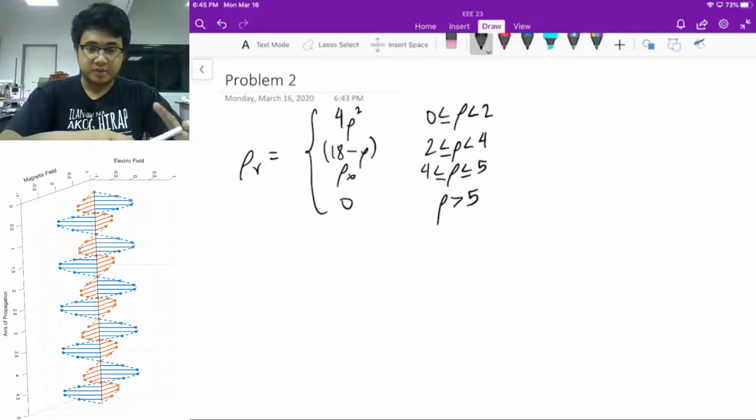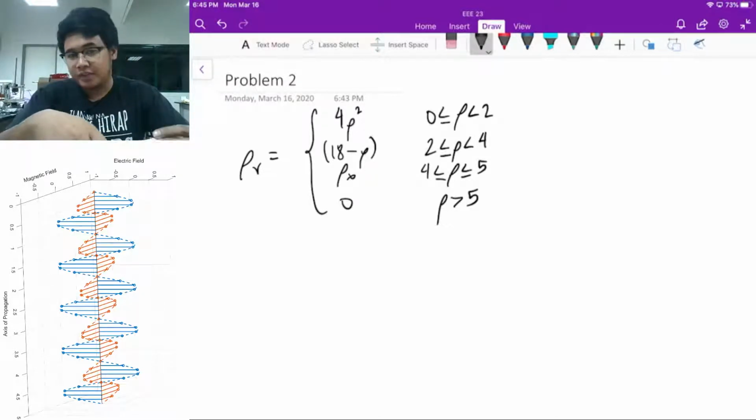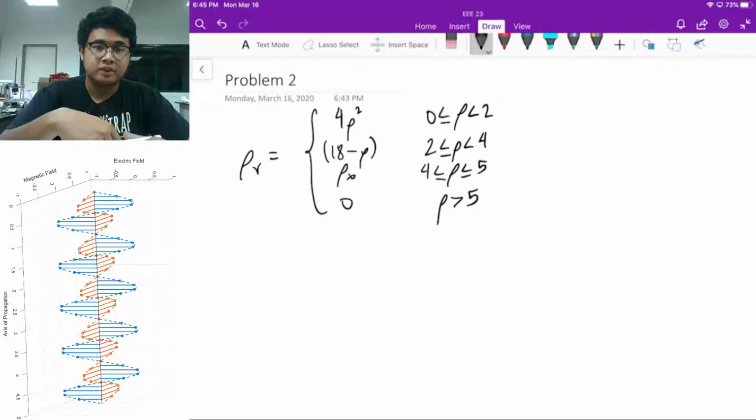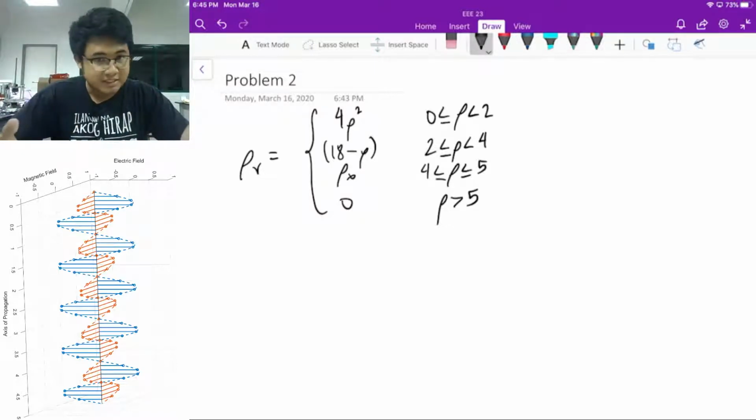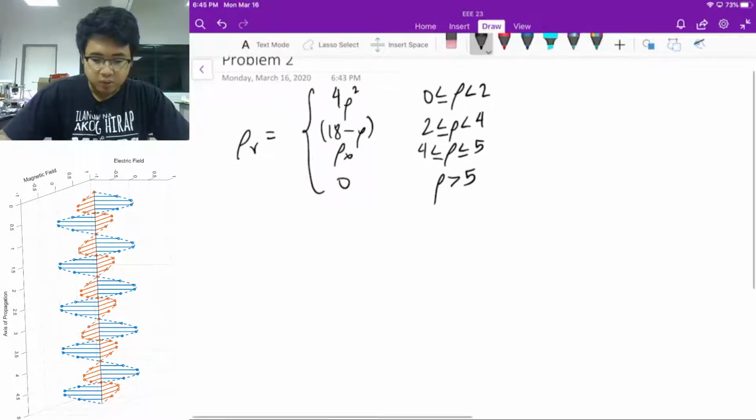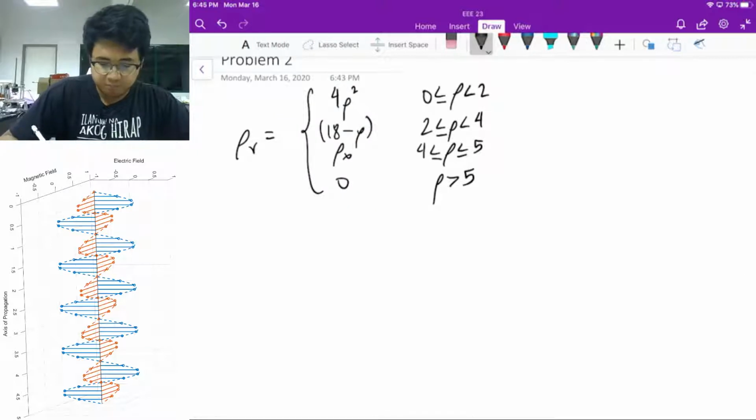Hi, this is problem 2 of EEE 23 problem set. And for this problem, we are given a volume charge density that is a function of the cylindrical coordinate ρ. Okay, so if you're going to imagine this, it's going to look like 4 layers of cylinders, basically.